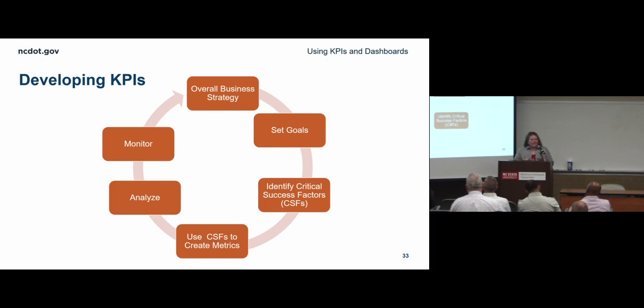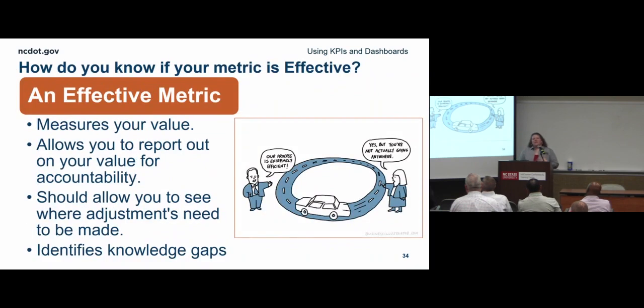That's through that analysis part, and then of course the monitoring comes in after that. As we've measured the data through the metrics, then we look at the data and figure out, are we doing great, or do we need to do some stuff? So how do you know if your metric is effective? Well, an effective metric will measure value. It allows you to report out on your value for accountability. And then, again, should you need to make adjustments, you can. It also identifies some of those knowledge gaps.